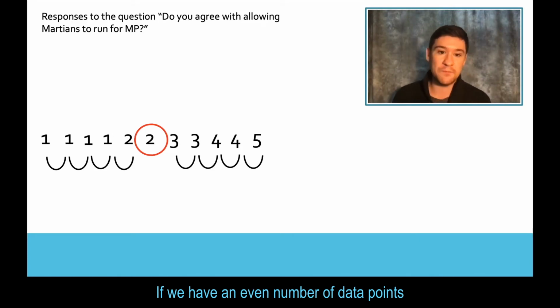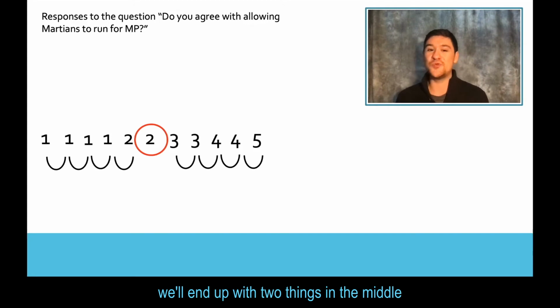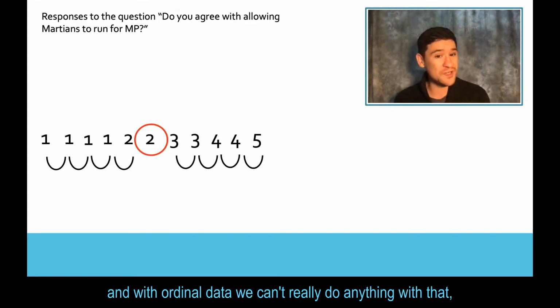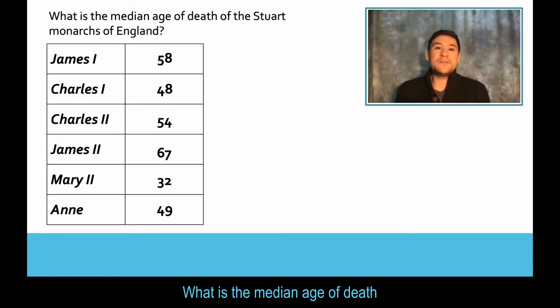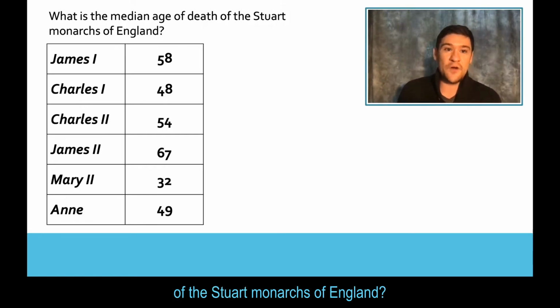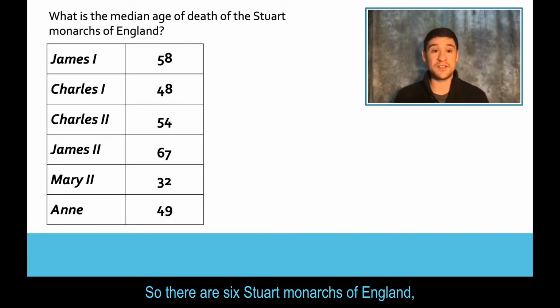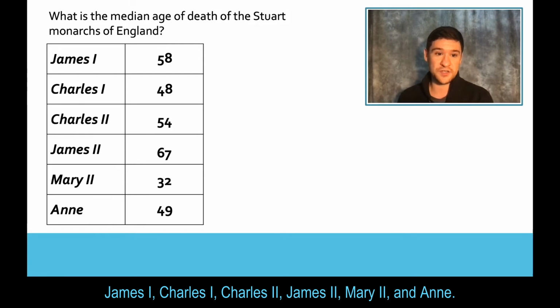If we have an even number of data points, we'll end up with 2 things in the middle. And with ordinal data, we can't really do anything with that. But with interval and ratio data, we can. What is the median age of death of the Stuart monarchs of England? So there are 6 Stuart monarchs of England. James I, Charles I, Charles II, James II, Mary II, Anne.